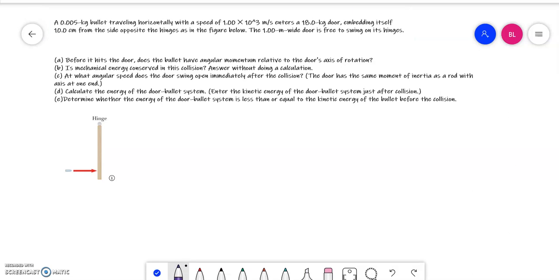A 0.005 kilogram bullet traveling horizontally with a speed of 1 times 10 to the third meters per second enters an 18 kilogram door, embedding itself 10 centimeters from the opposite side of the hinges as in the figure below. The 1 meter wide door is free to swing on its hinges.